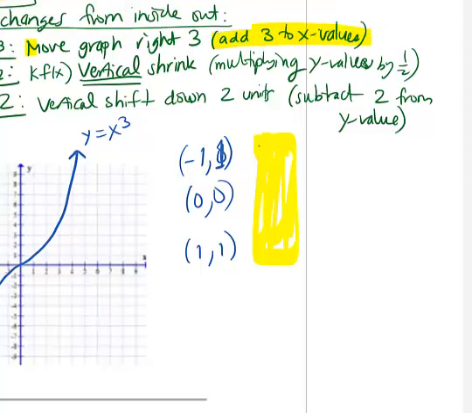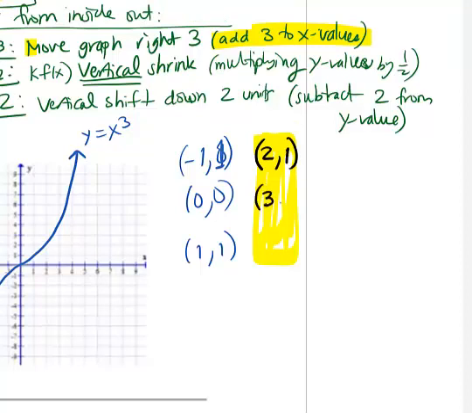If I take the -1 and I add 3 to it, I'll get +2. If I take 0 and add 3 to it, I'll get +3. And right now I'm not changing the y values yet. They're staying the same because this is purely an x value change first. And now I'm adding 3 to the 1 and I'm going to get 4.